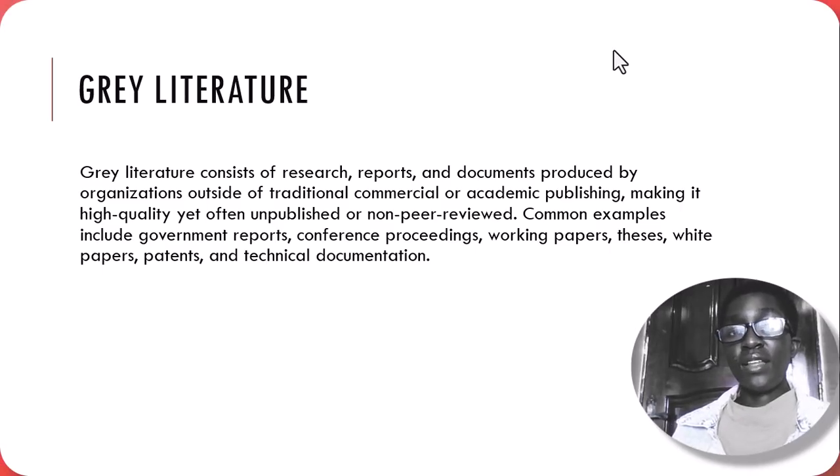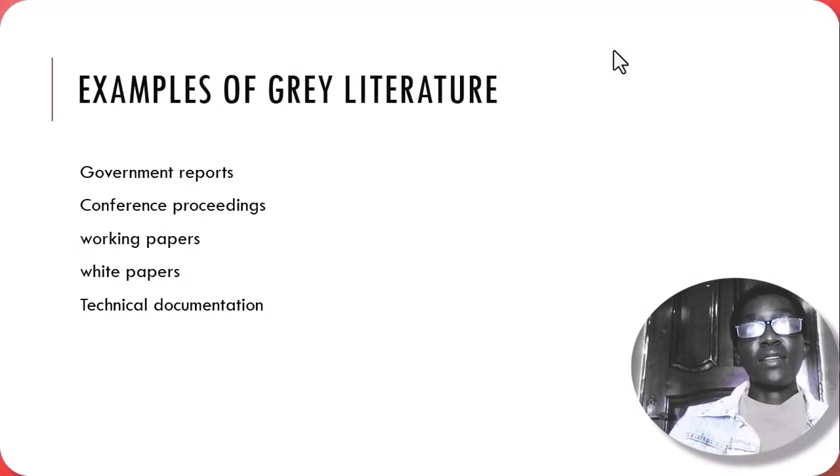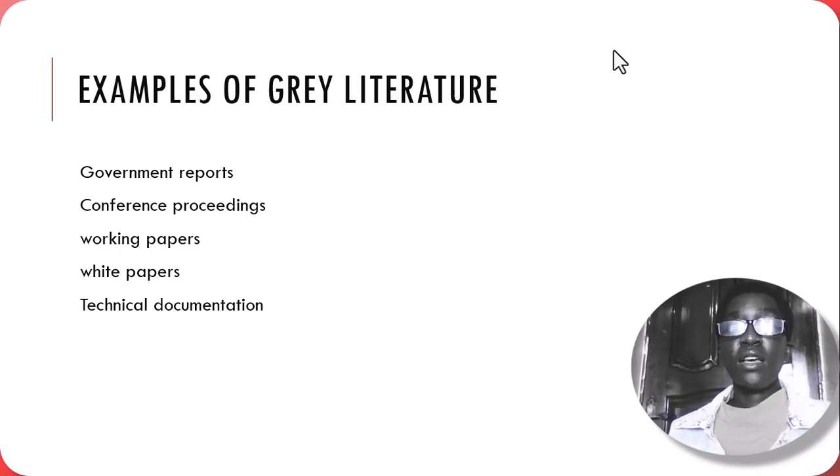Then let's finally look at the grey literature. So grey literature consists of research, reports, and documents produced by organizations outside of traditional commercial or academic publishing, making it high quality, yet often unpublished or non-peer reviewed. So the common examples include the government reports, the conference proceedings, the working papers, theses, white papers, patents, and technical documentation. So if we look at examples of the literature, we have the government reports, the conference proceedings, the working papers, the white papers, technical documentation.